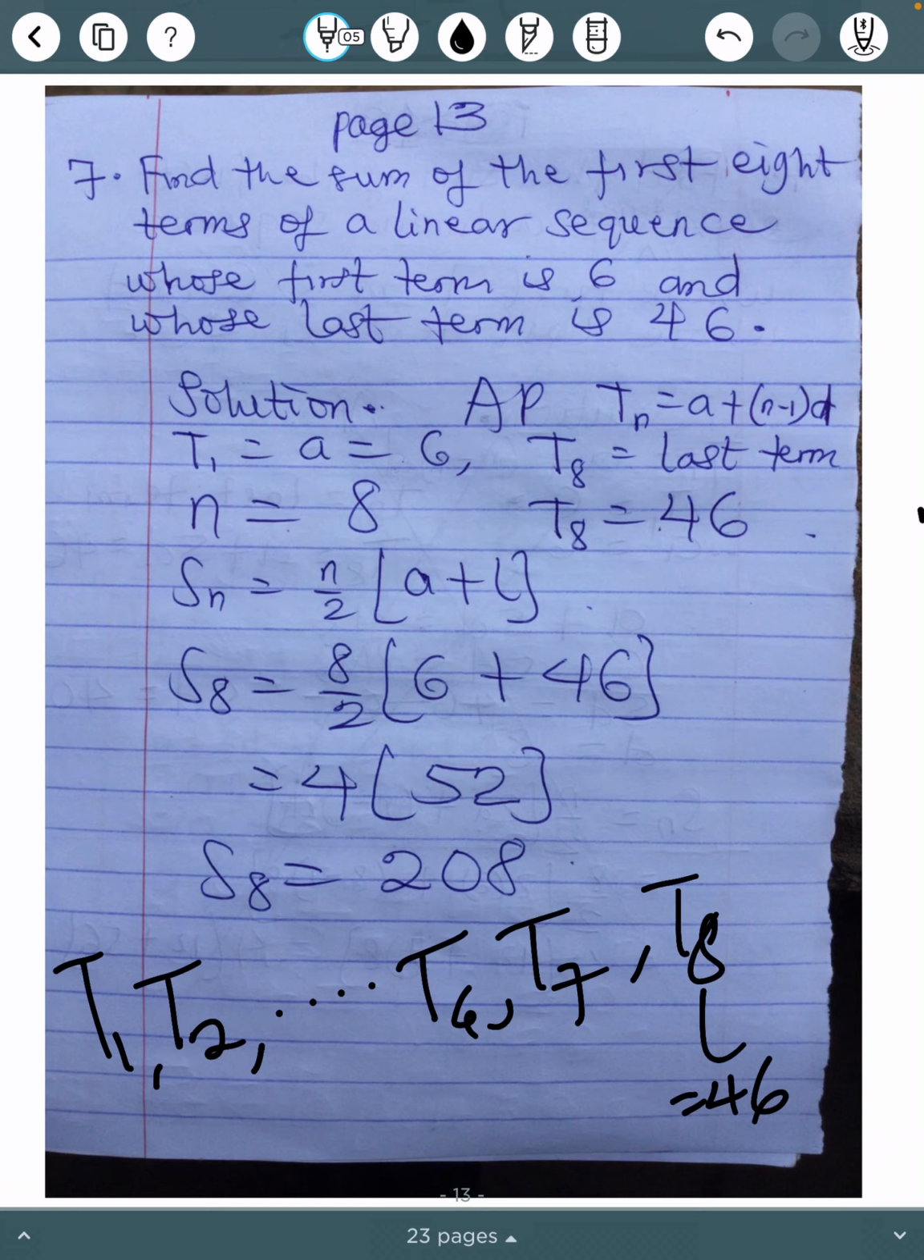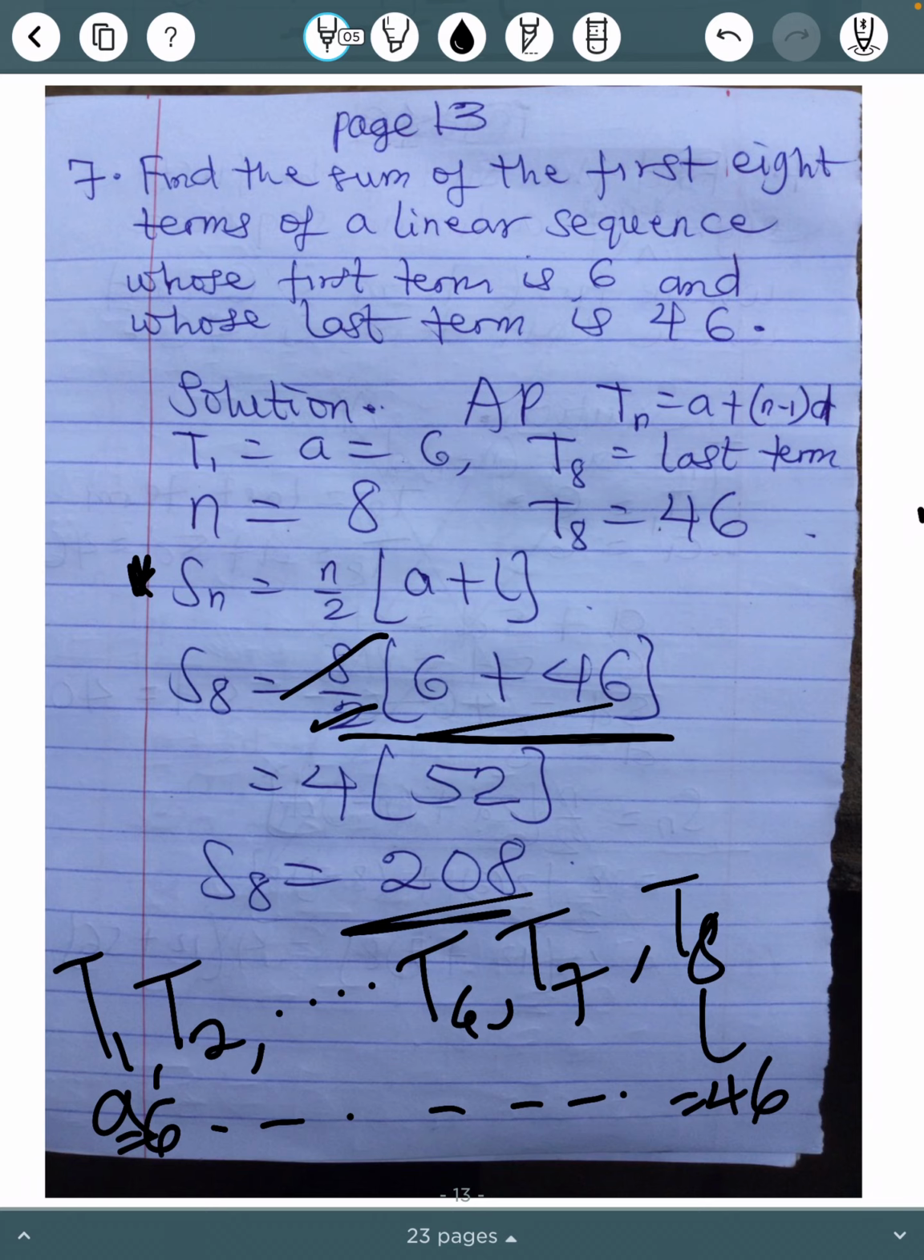I already know the first term. I've been told that the first term is T1. The first term is 6. So that means my T1 is what? 6. Let me write here, a is 6. So if I know a as 6 and I know the last term as 46, I can easily use the formula. Sn is what? n over 2 times (a plus L). I will do this. 2 here 1, 2 here 4, and I'll get my sum. So that gives you your answer.